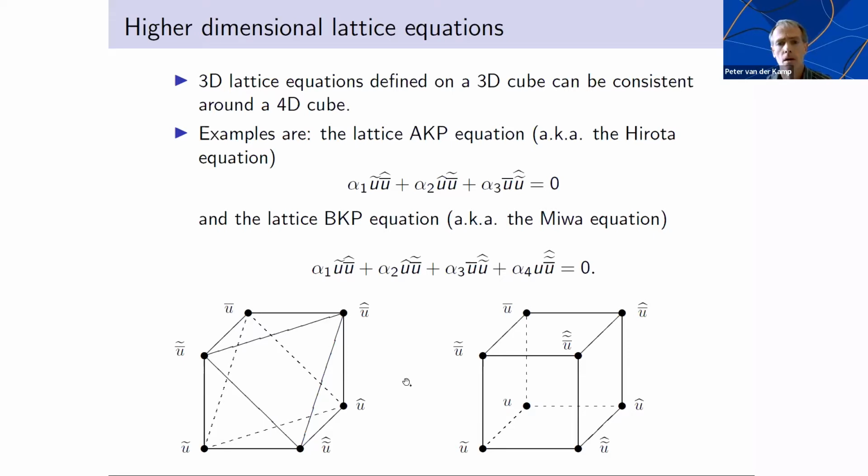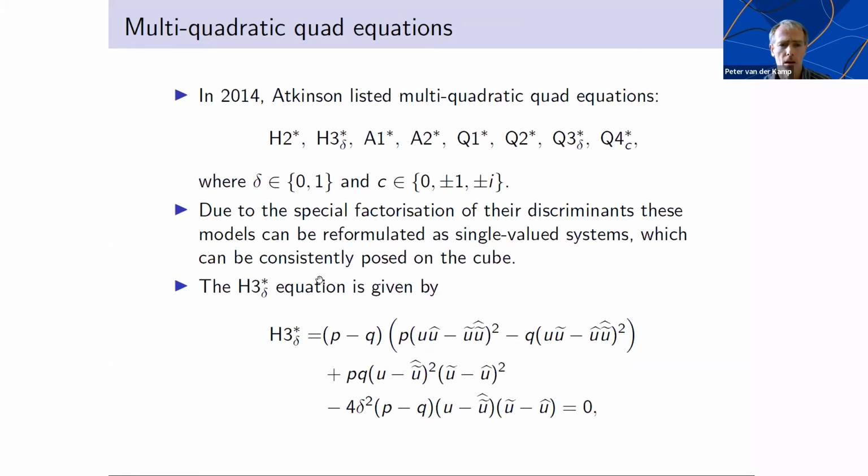There are also non-affine equations. So these are multiquadratic quad equations. We're in 2014 now, where Atkinson gave this list of multiquadratic equations. And here is one example where you can see that this equation is quadratic in every variable, and this can also be consistently posed on the cube. There are some sign choices that you have to make, but it is connected to kind of a unique evolution.